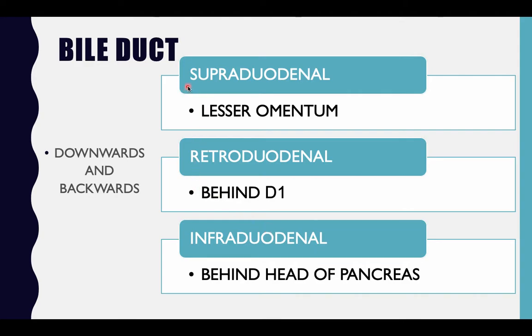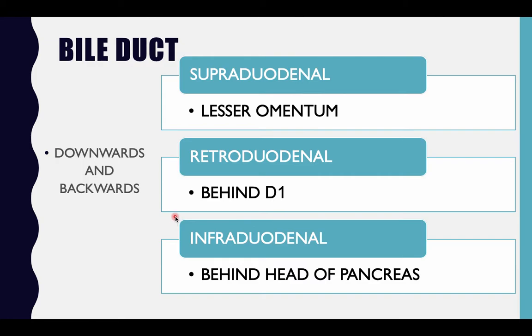The first one is the supraduodenal part, meaning the part of the bile duct which is present above the duodenum. It is present in the lesser omentum, covered inside the lesser omentum. Next is the retroduodenal part. Retro means behind, so the part which is behind the first part of the duodenum is called the retroduodenal part. And there is the infraduodenal part. Infra here means below. It is behind the head of the pancreas.